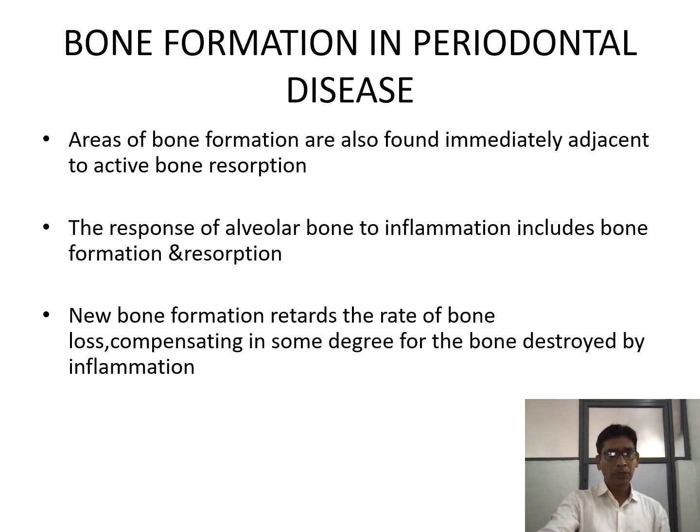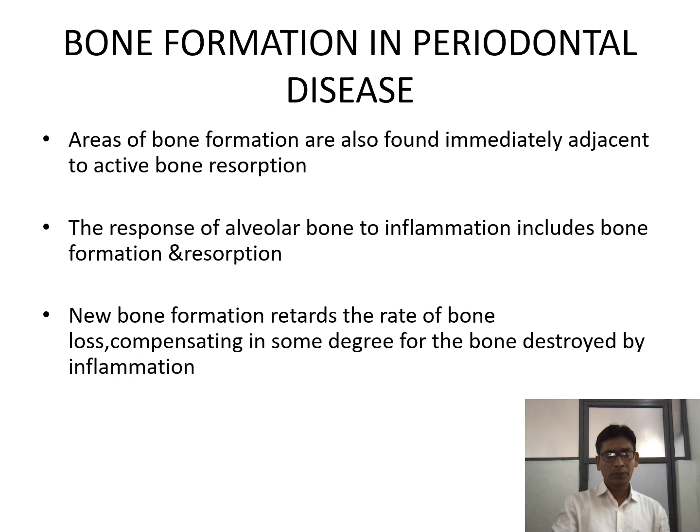Now the bone formation retards the rate of bone loss, compensating for some degree of the bone destroyed by periodontal inflammation. Hence, when the patient suffers from a periodontal pocket, he does not have continuous bone loss. As I said, the rate of bone loss will be somewhere around 0.05 to 0.1 mm. So this bone loss will not be constant. There will be some amount of deposition of alveolar bone, preventing the destruction of the alveolar bone.